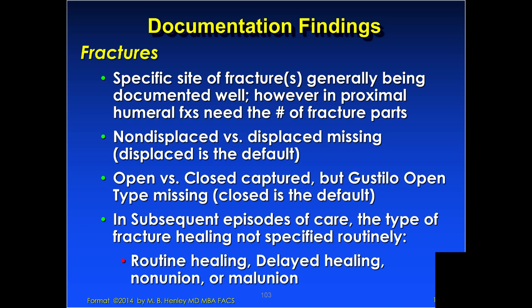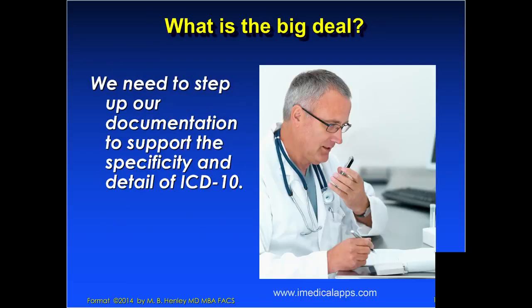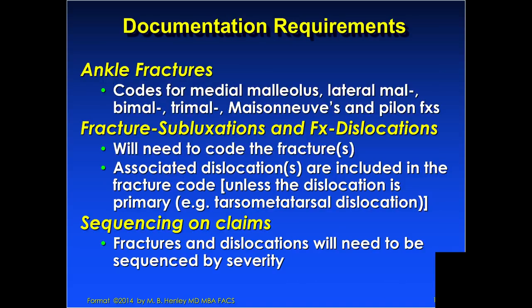And in subsequent episodes of care, the type of fracture healing is not specified routinely in our clinic notes and must now be specified as routine healing, delayed healing, non-union, or malunion. So we need to step up our documentation to support the specificity and detail of ICD-10. Let's go look at some more documentation requirements.